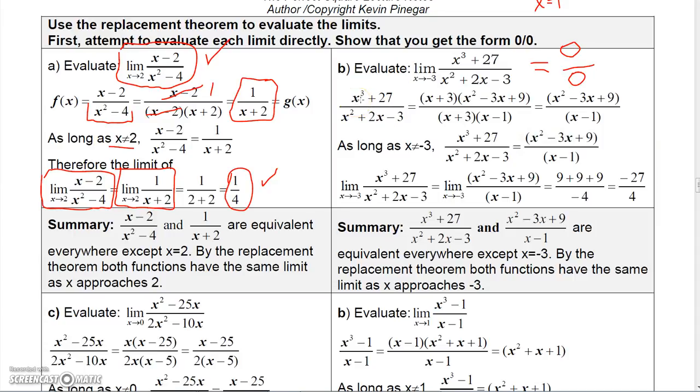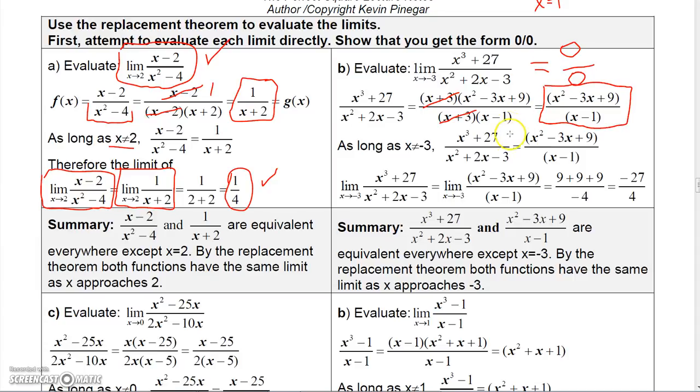Now, review how to factor a sum of cubes, but this factors into x plus 3 times x squared minus 3x plus 9. And the bottom factors into x plus 3 times x minus 1. And as long as x does not equal -3, and remember, when you're evaluating a limit, x doesn't equal -3, it just gets very, very close to -3, we can say x plus 3 over x plus 3 is 1, and then we're left with this function. So here's our replacement function.